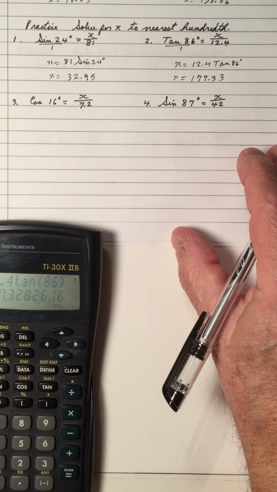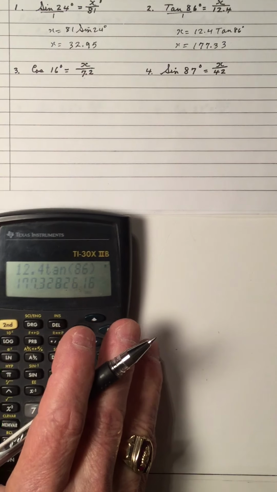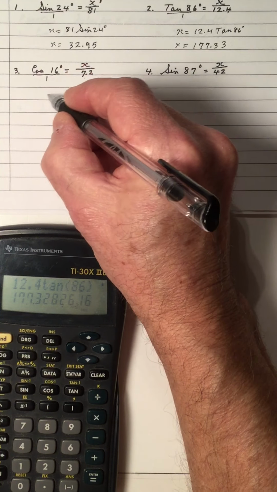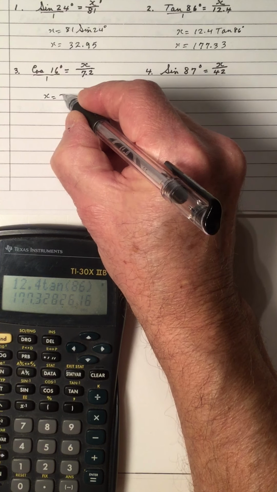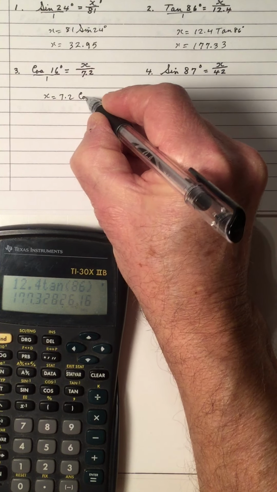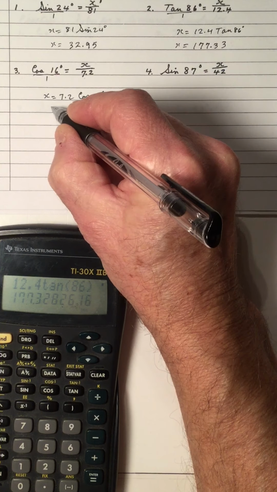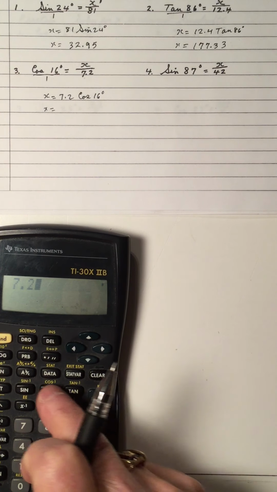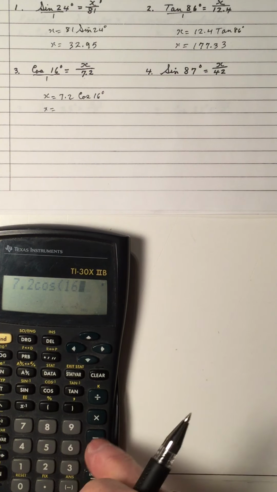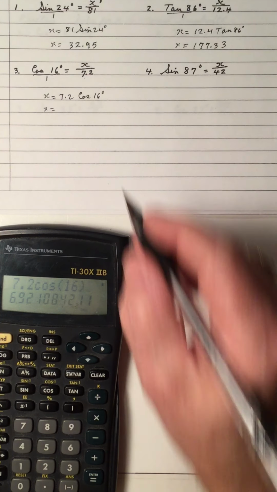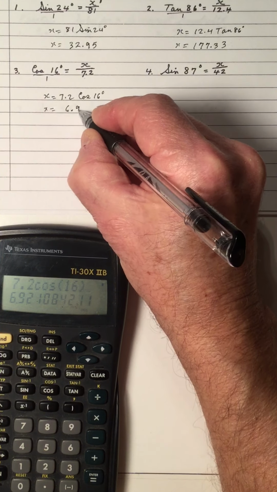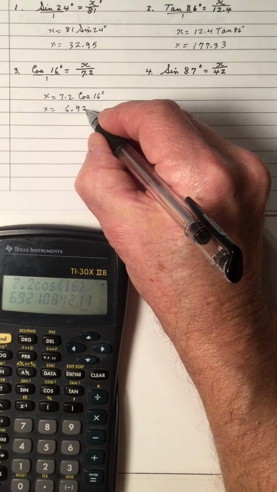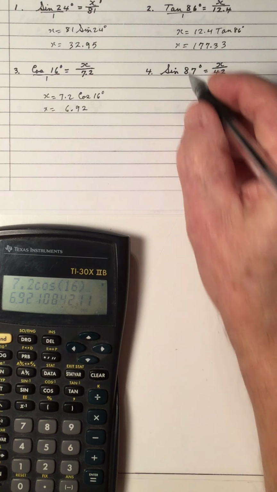And push that up further so you can see. Here we go. Put it over 1. Cross multiply. 1 times x is x, and I get 7.2 cos 16. So that's 7.2 cos 16, and that gives me 6.92. The 2 is in the hundredths place. This is less than 5, so the 2 stays. You don't add anything on when you're rounding it off.